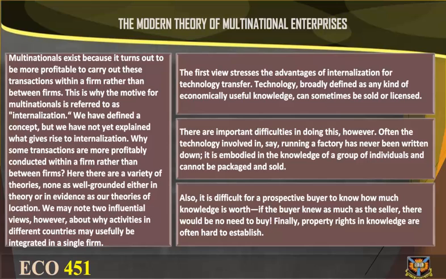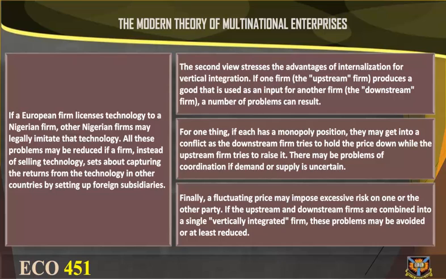Finally, property rights in knowledge are often hard to establish. If a European firm licenses technology to a Nigerian firm, other Nigerian firms may legally imitate that technology. All these problems may be reduced if a firm, instead of selling technology, set about capturing the returns from the technology in other countries by setting up foreign subsidiaries.